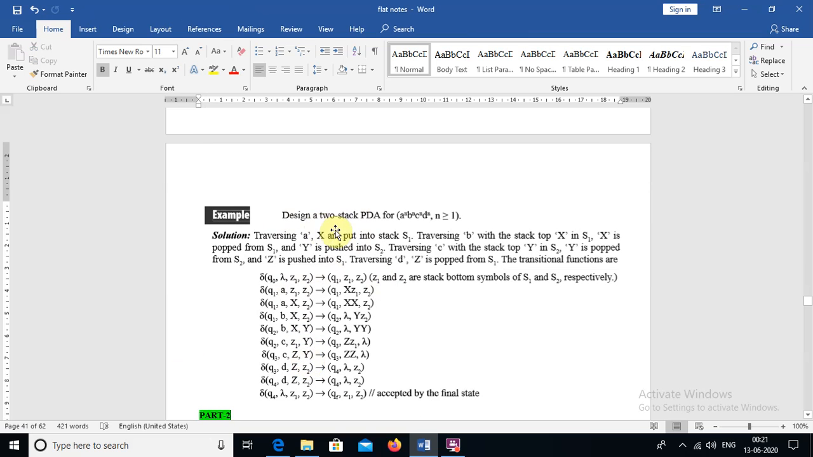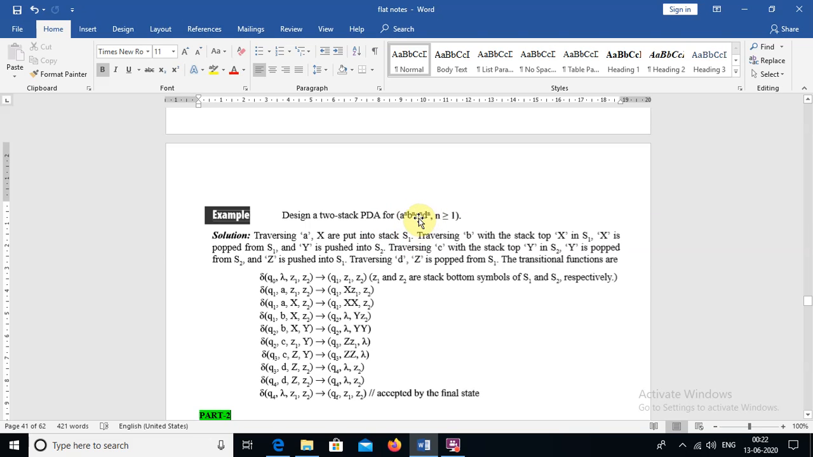So here is an example. Design a two stack PDA for a language A power n, B power n, C power n, D power n, where n is greater than or equal to 1. Okay, so what you have to do? Previously we discussed, for traversing A, you can push into the stack. Again we have two stacks. For A we have to push some symbol into S1. For traversing B, if x is on S1, you can push y into S2.